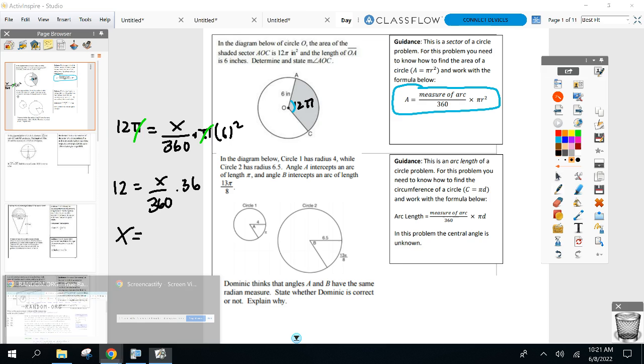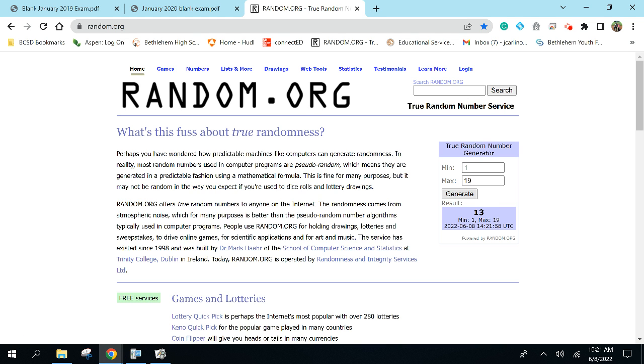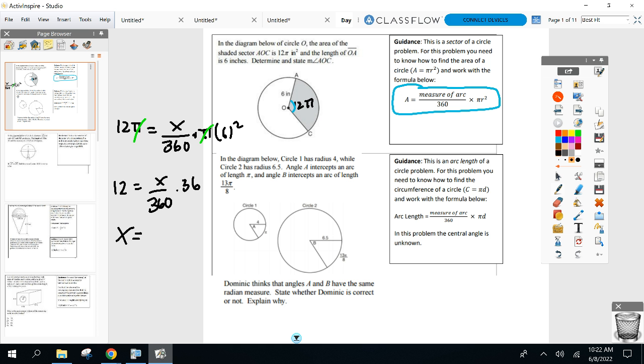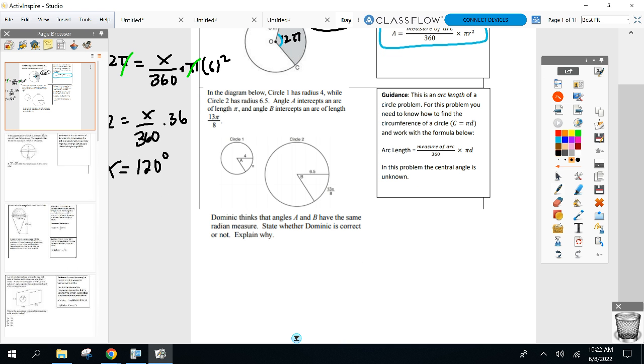So how many degrees are you getting there for x when you're ready? 120. 120 degrees. Any issues solving that? You've got to know the formula to get it right. Next one, very similar formula. That's why I'm going to do it next.